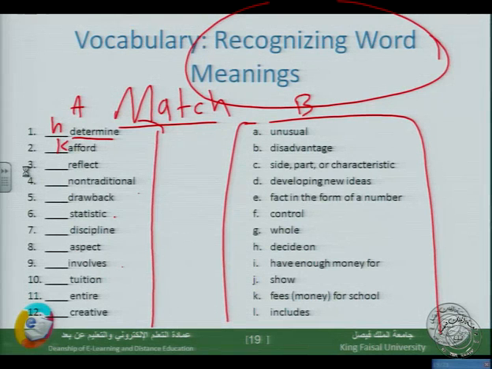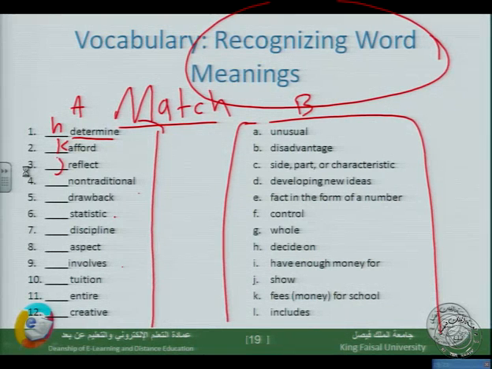Number 3, to reflect. Again, I've mentioned this word in one of the sentences. Do you remember the mirror and reflects? So what does reflect mean? I will leave it for you. Oh, by the way, it's show. I know you know it now. So it is show. Number 4, non-traditional.